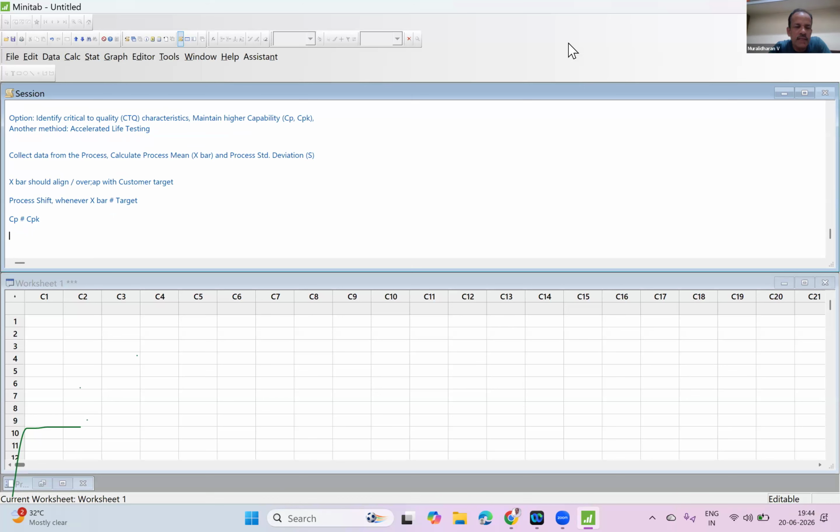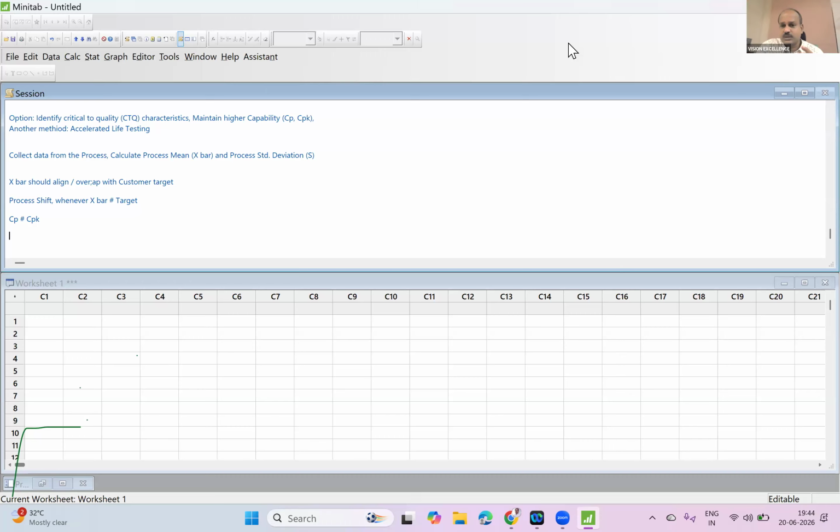So this process shift happens whenever X bar is not equal to target. See, whenever X bar is not equal to target, we need to understand our process has got shifted either to the right side or to the left side. If X bar is more than the target, then the shift is on the right side, and your bell curve is skewed to the right side. Similarly, if your X bar is smaller than the target, then your process got shifted leftwards.